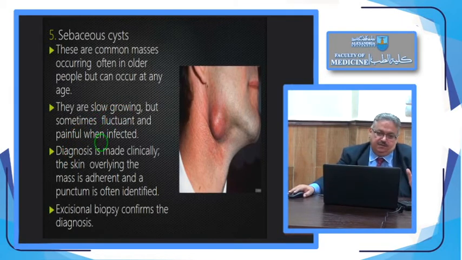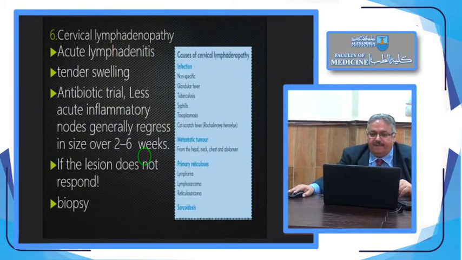Diagnosis is clinical. How? You cannot pinch the skin over the swelling, and you might see the punctum, a black spot here, the punctum here. Excision biopsy confirms the diagnosis, of course, and it's the treatment.